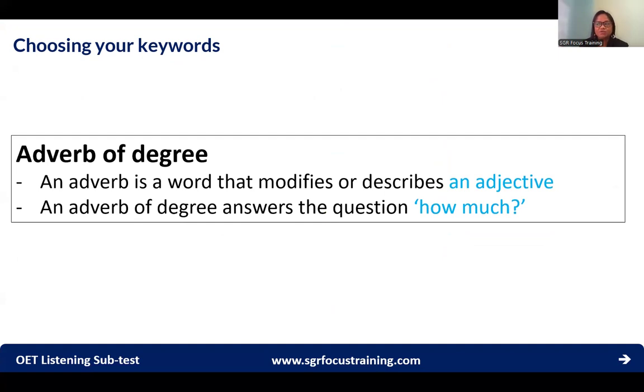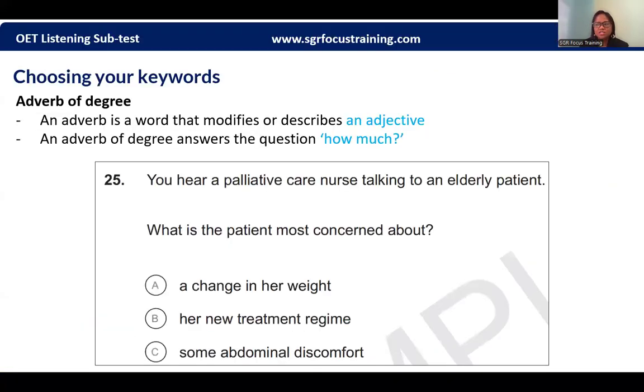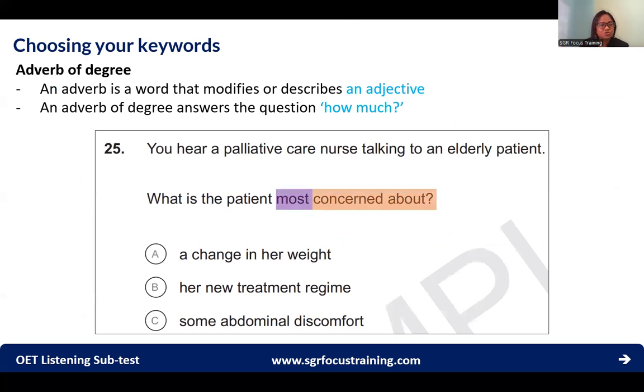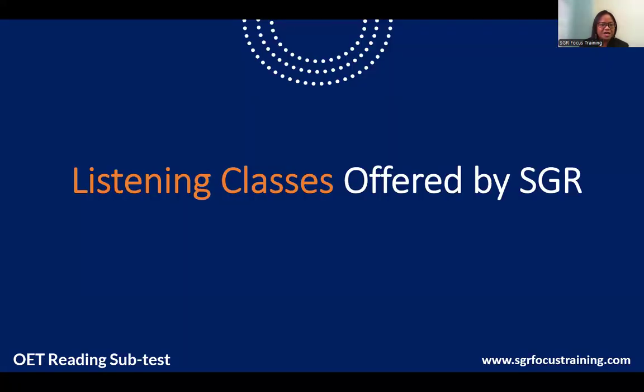Basically, it's a word that modifies or describes your adjective, but it also tells you by how much. So we're not just listening for something that the patient is concerned about. It's got to be the one that he is most concerned about, meaning the most important to him. To her. Is it her weight, her new treatment regime, or her abdominal discomfort? So all of these grammar can help you identify and choose quickly and correctly what is the best answer option out there.